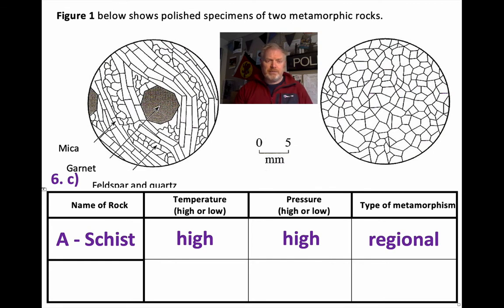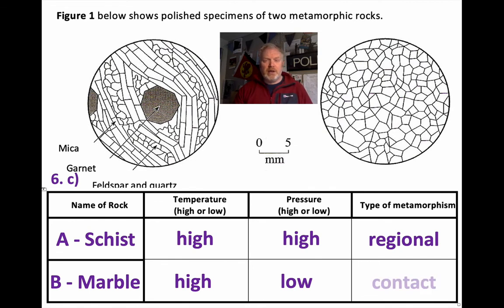Rock B then is a marble. We know it's a marble because it's made of calcite. The temperature at which this forms then is high because we've got recrystallization going on. These grains are fused with each other. The pressure, though, is low because we haven't got foliation. There's no preferred orientation to the crystals we find in that rock. Now, high temperature, low pressure metamorphism is contact or thermal metamorphism.